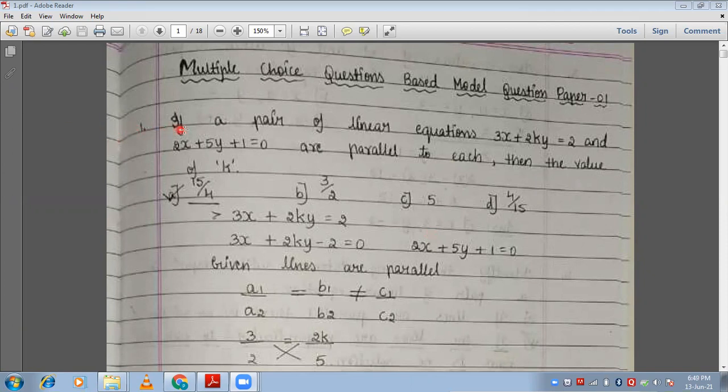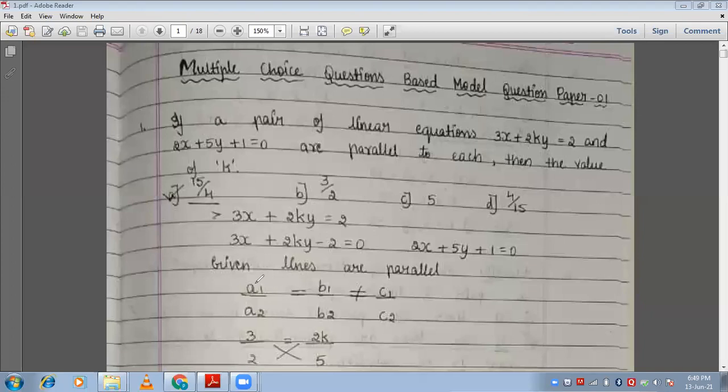First question: if a pair of linear equations 3x + 2ky = 2 and 2x + 5y + 1 = 0 are parallel to each other, then the value of k is dash. Yes, if the lines are parallel, we know the relationship between them is a1 by a2 is equal to b1 by b2 not equal to c1 by c2.